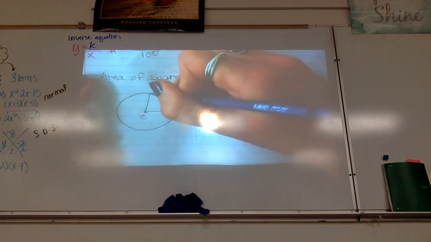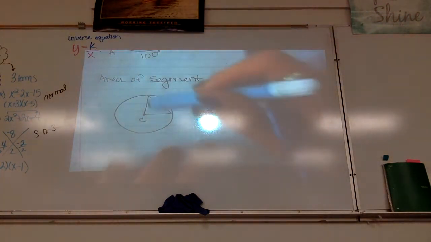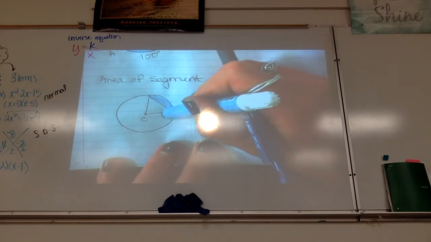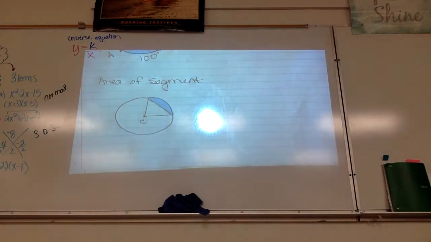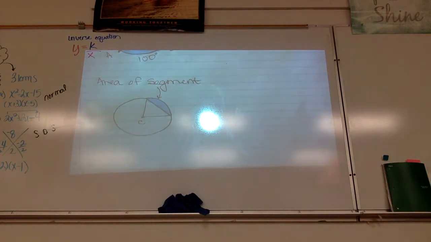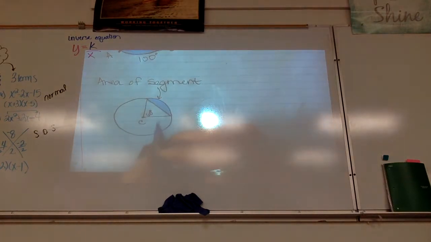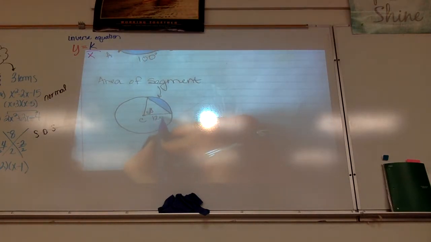But the segment is just the portion that's here. That's what a segment is. So you see it does have area. It does have 2 dimensions. We're going to go ahead and say this is 60 degrees in here. We'll label the radius as 12.